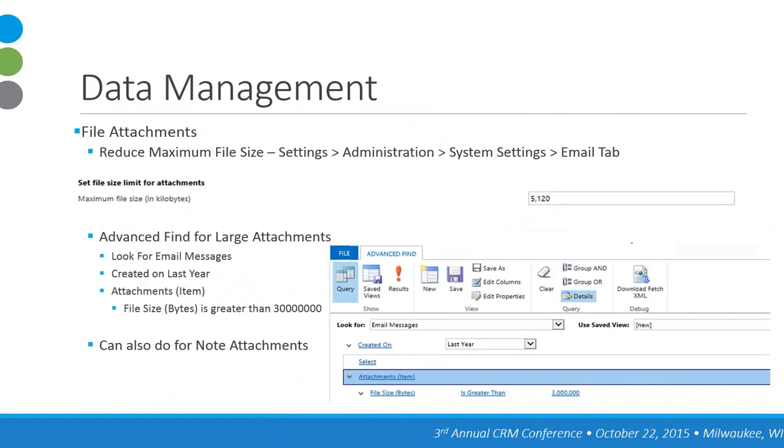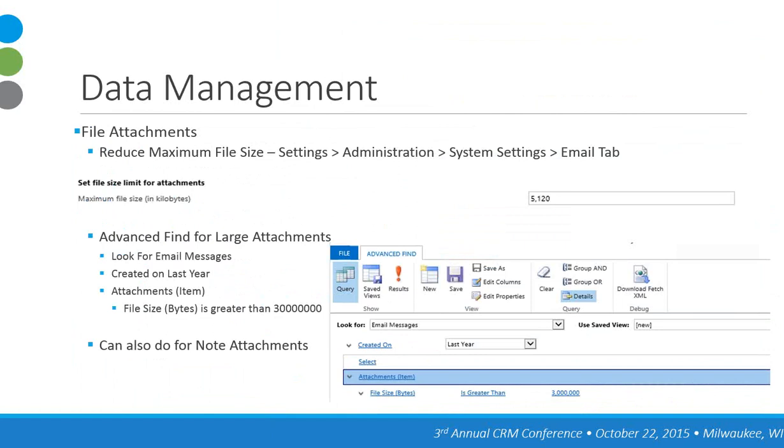The second type of file that builds up space in your system is file attachments. Now, something you can do to help if your users are over putting file attachments through emails or in the notes section, you can go into that System Settings Email tab and reduce the limit or the size of files that can be attached in your CRM.